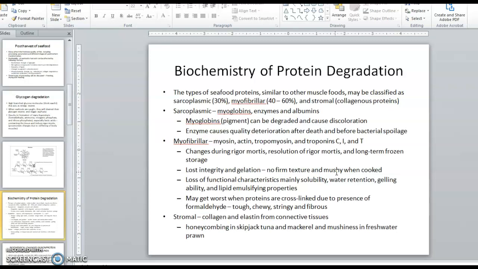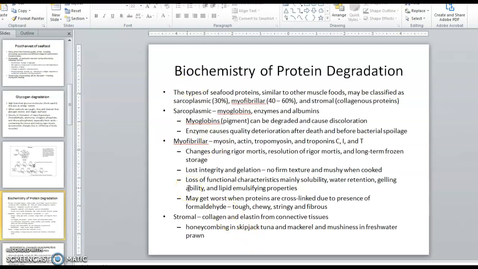The degradation of myofibrillar can also lead to the loss of integrity and gelation, so there is no firm texture and it is mushy when you cook the seafood. That's why some people press or push the seafood to know whether it is fresh or not, because the one that is not fresh is very mushy and the texture is not very springy anymore.